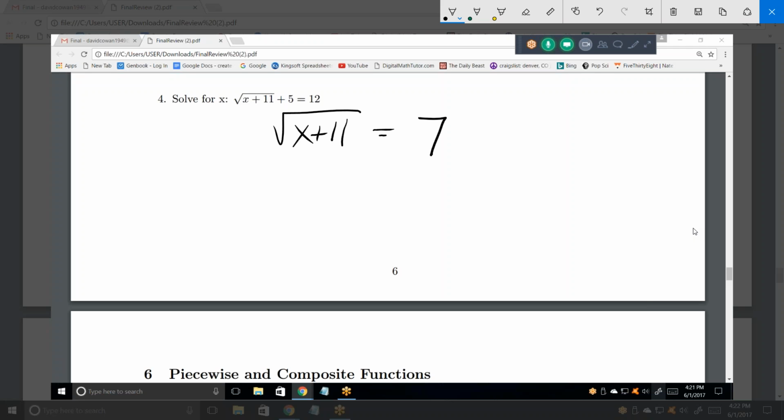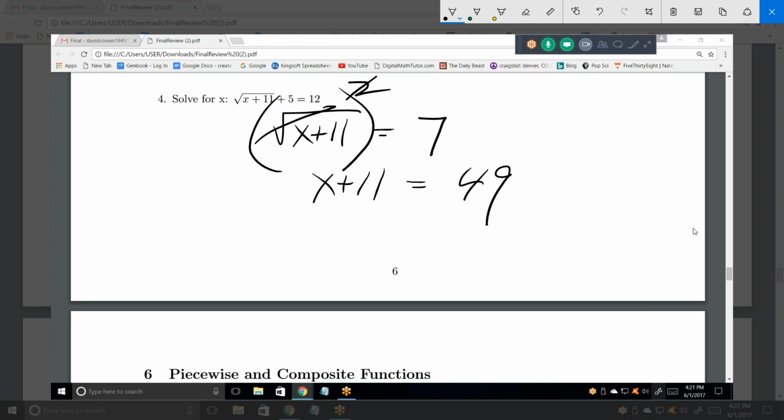Now what's the next step? Got to get rid of the radical sign. How do you get rid of the radical sign? Square it? Not yet. You can't square one side of an equation only. That's illegal. I mean square the whole thing. So what do you get when you square both sides? You get x plus 11 equals 49. The whole reason I'm squaring it is so that it will cancel with that radical.